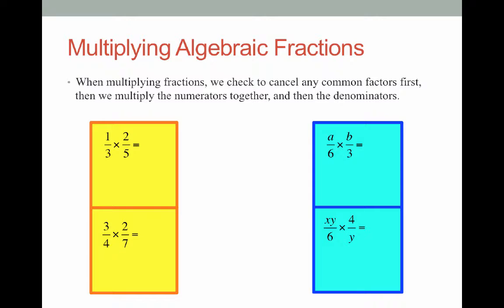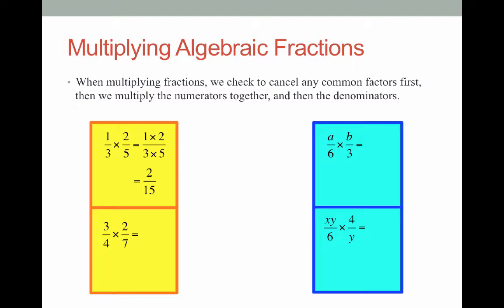So in that first fraction, we're looking at 1/3 times 2/5. Now our first step is to check if there are any common factors in both the top and the bottom, in the numerator and the denominator. There is no common factor. What that means is that there's no common number that can divide evenly into the numerators or into the denominators. So we just multiply across the top and across the bottom. Our new numerator will be 1 times 2, and our new denominator will be 3 times 5. This means that 1/3 times 2/5 is going to be 2/15.